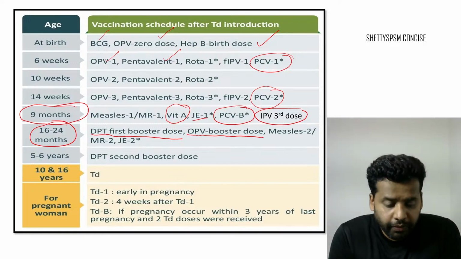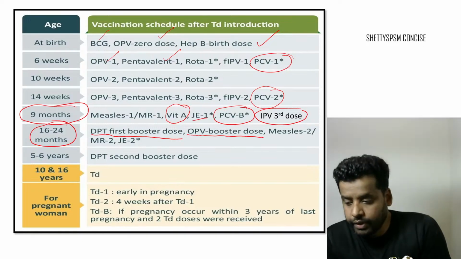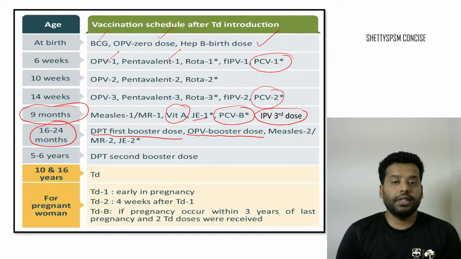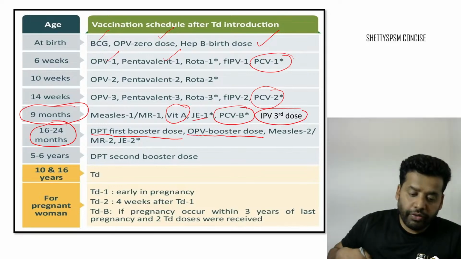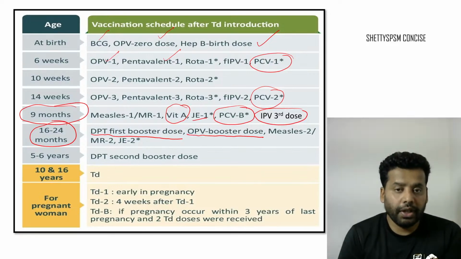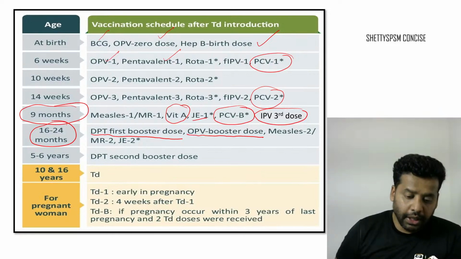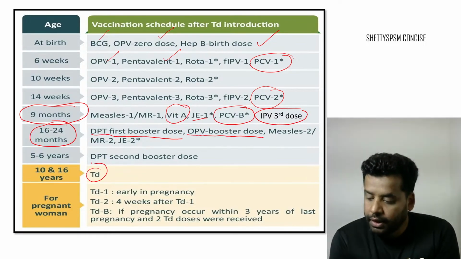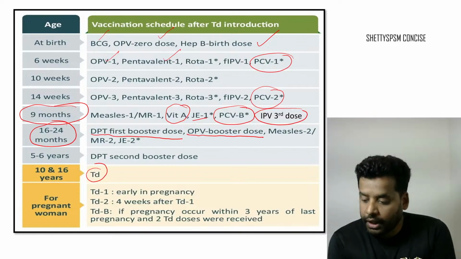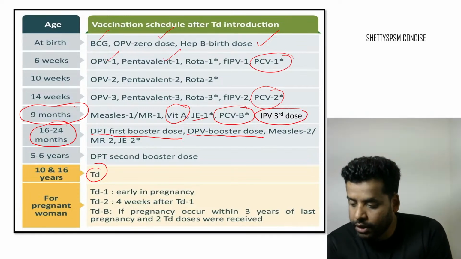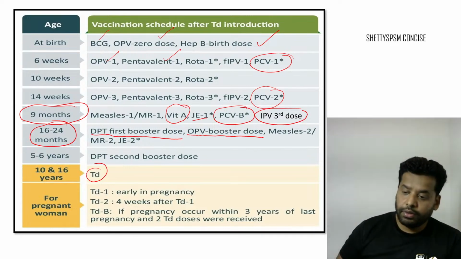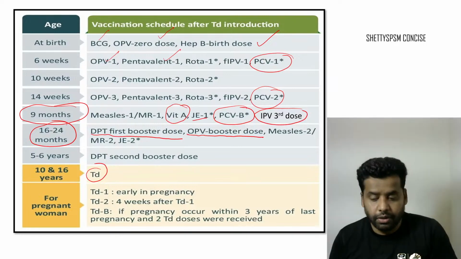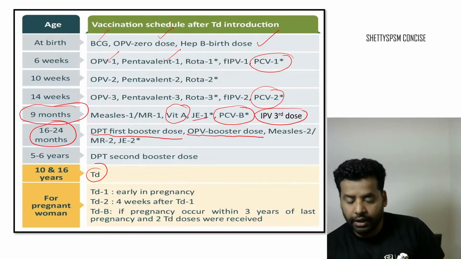Then come to 5 to 6 years. What is used in 5 to 6 years? Very good. DPT second booster. So DPT first booster, and at 5 to 6 years we are using DPT second booster. Then comes TD vaccine. We are targeting more of FMG topics here. This is dedicated to the FMG session. We are targeting only FMG topics, all the important topics.